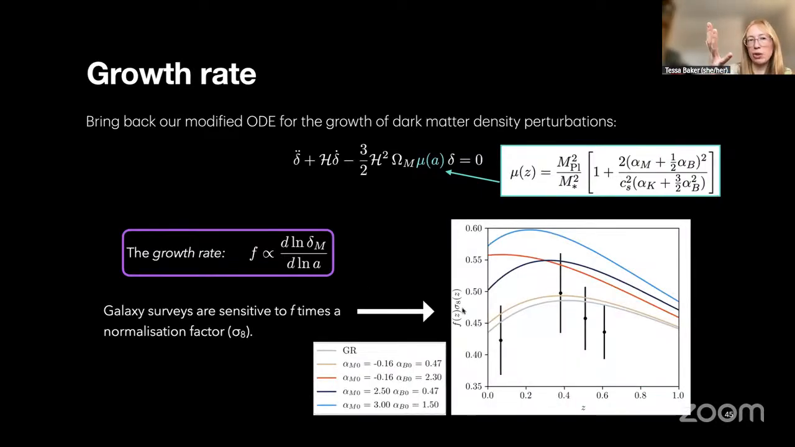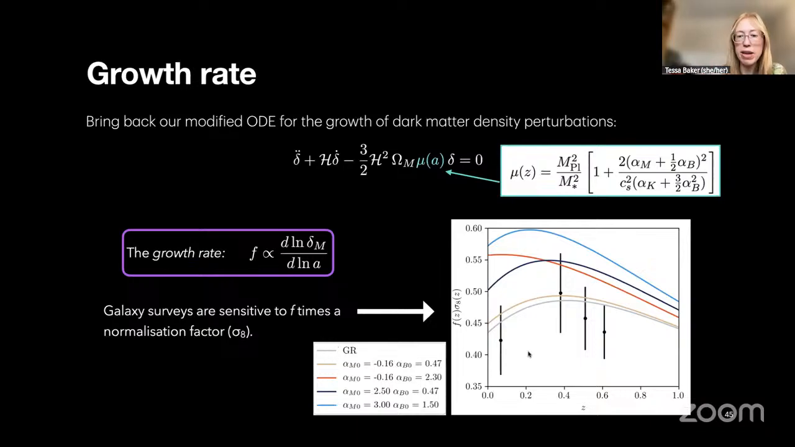I don't know if Will might be discussing it in his lectures. But what we actually get out of a galaxy survey most naturally is a product of this growth rate F multiplied by a normalization factor, sigma 8, which is giving us the amplitude of perturbations in spheres of size 8 megaparsec in the universe. So this is just the quantity we can measure. And I'm showing it here again in Horndeski gravity.